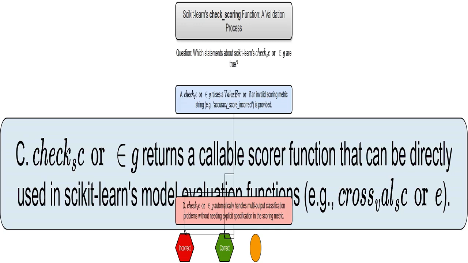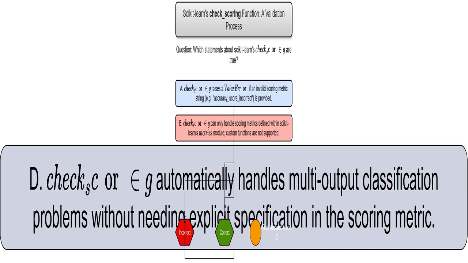After check_scoring validates your metric, it gives you back a ready-to-use function that you can plug directly into other scikit-learn functions like cross_val_score for model evaluation. This makes your workflow smoother and more efficient. This statement is false.